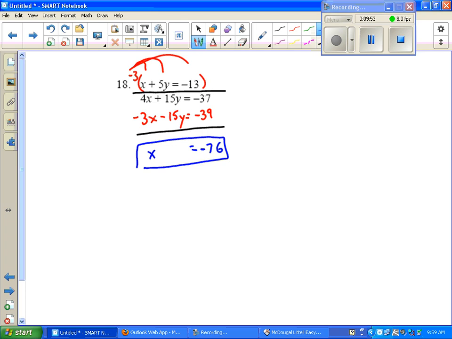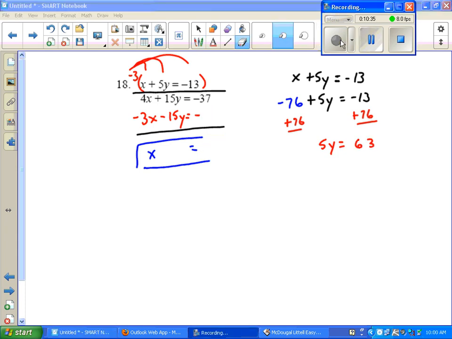X equals -76. So now take that value and plug it back into whatever equation you think is the easiest one. We take that first equation, x plus 5y equals negative 13. And we plug in, instead of x, the value we just got for x, which is negative 76. Get rid of negative 76 by putting it on the other side. Add 76. Do the same thing to this side. 5y equals 63.